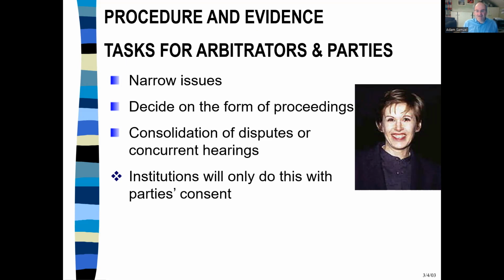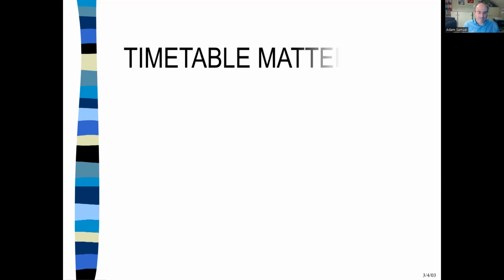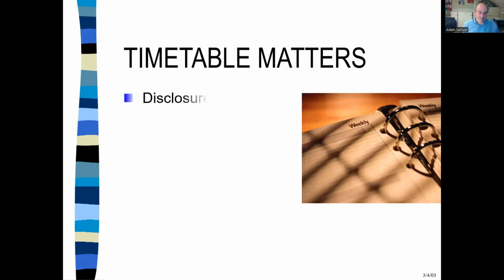We know from our work on consolidation that you won't get this happening without party consent, and institutions won't push people into it. There's a possibility the Swiss rules allow the Swiss rules institution to actually force a joinder having considered the parties' views, but it would be very unlikely to do that in the absence of party agreement. And then you've got to set the timetable and any urgent measures that are needed. There may be urgent discovery required. So what's on the timetable? Discovery always is a problem.